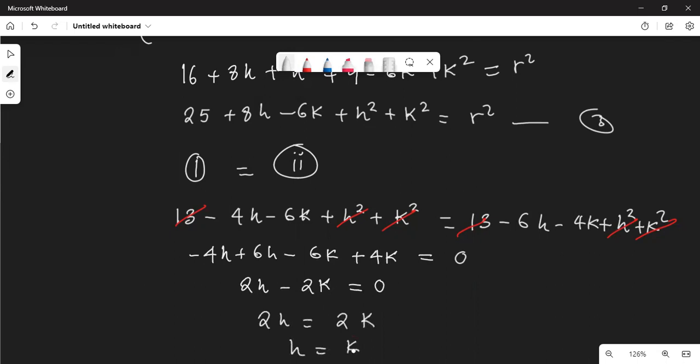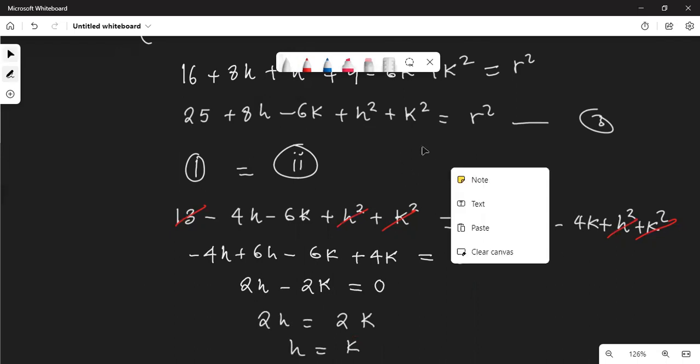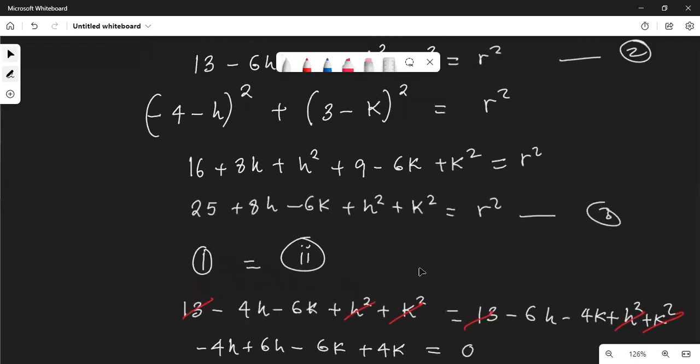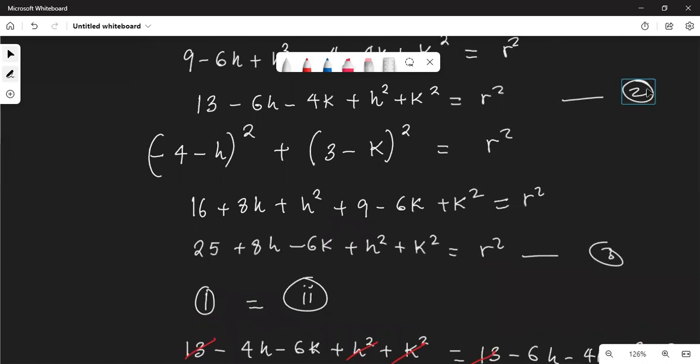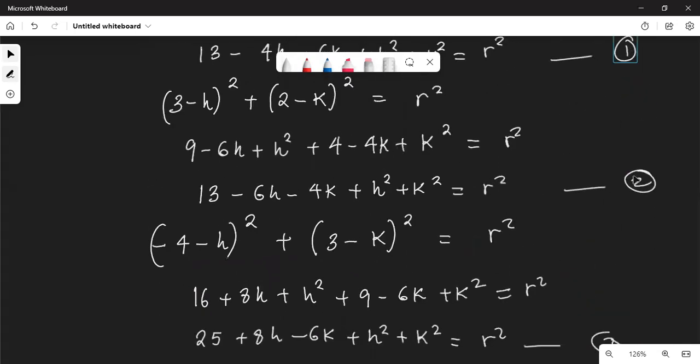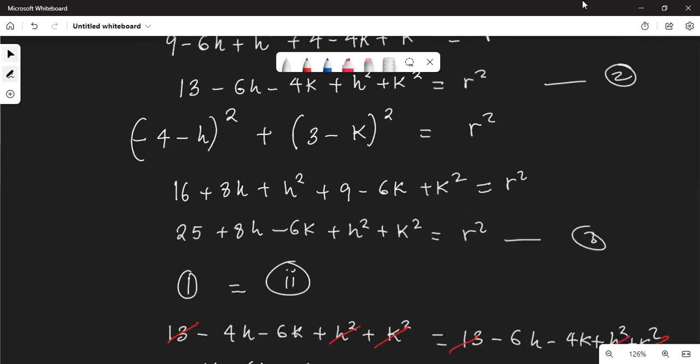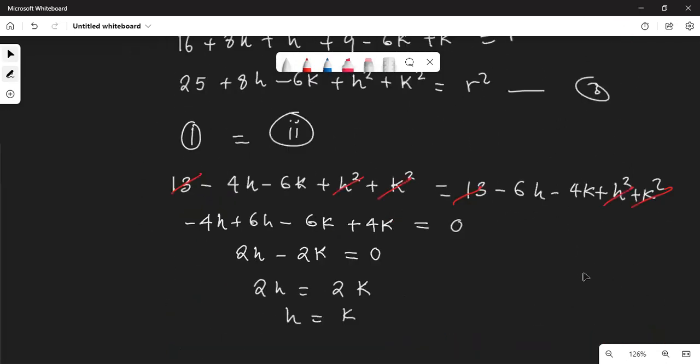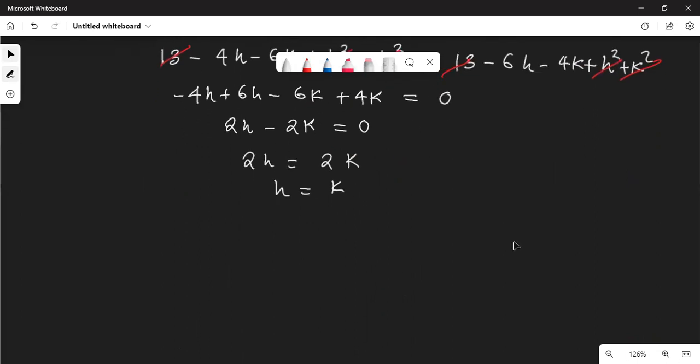All right. So now, since we know that our h is equal to k, this is a good thing. Again, you're going to combine equation 2 and equation 3, or if you want, you can get equation 1 and equation 3 and put them together. So I'll equate equation 2 to 3.